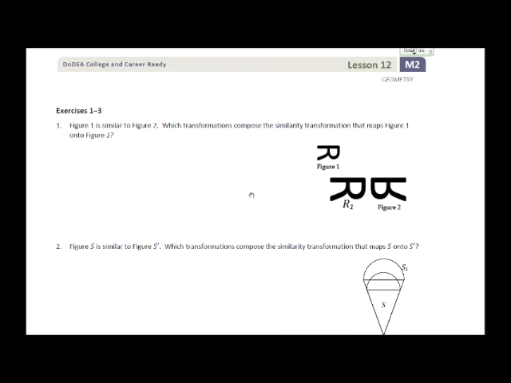Well, the first thing you could do to get from figure 1 to R1 is to use a dilation. It's getting bigger. And we can figure out the center of that dilation by connecting the corresponding sides. So if I call this point O, this point A, and this point A prime, then I can dilate it with center O and scale factor OA prime over OA.